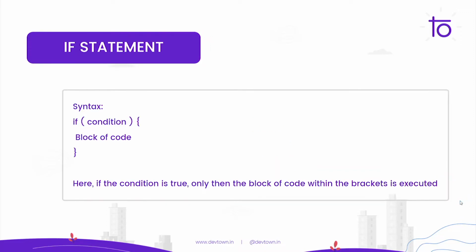So this is the syntax of an if statement. If, condition, and then there's a block of code which follows. Now that block of code will only be executed if the condition within the brackets is true.